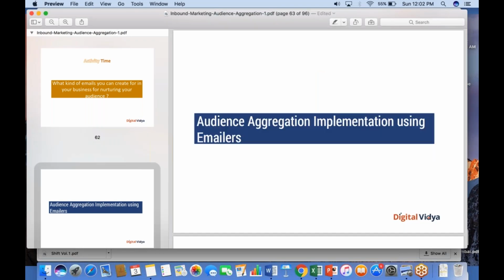Moving on. Over the course of this section of the presentation, we'll spend some time trying to understand how we can use emailers for doing audience aggregation, and doing audience aggregation well. This is the concluding part of the presentation.